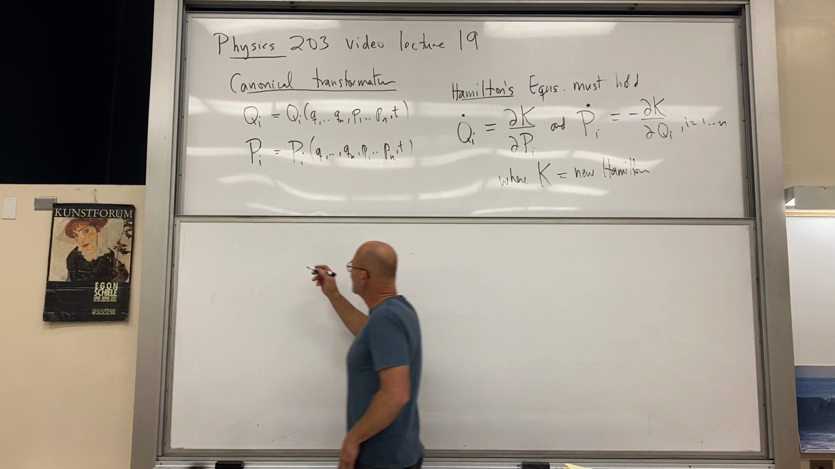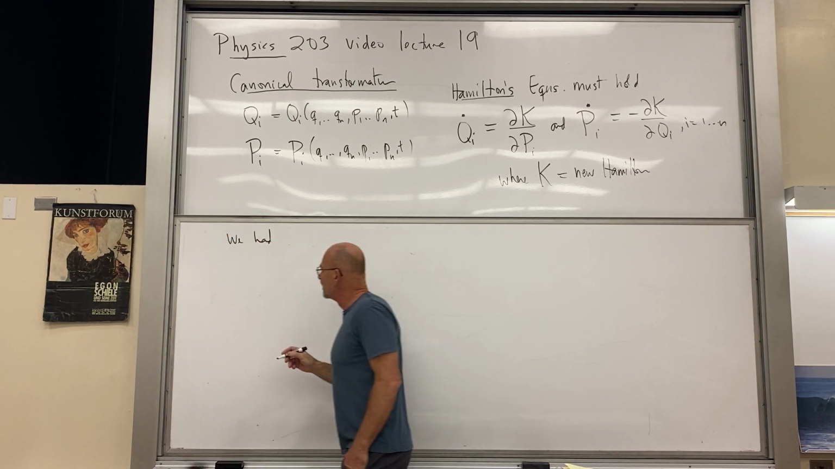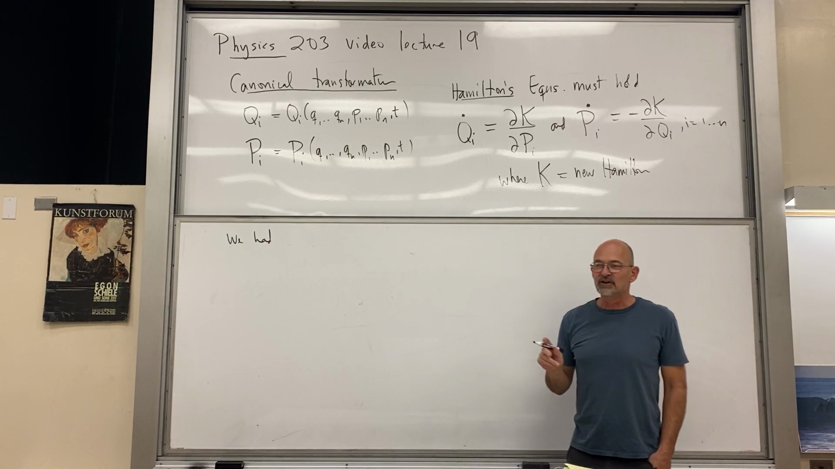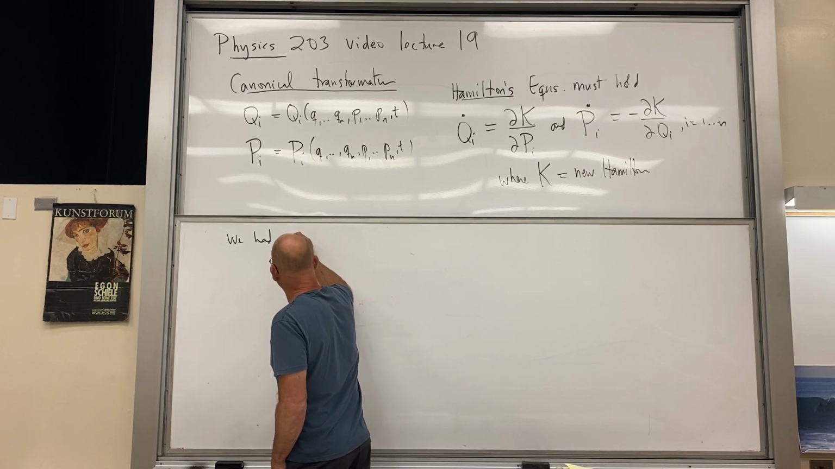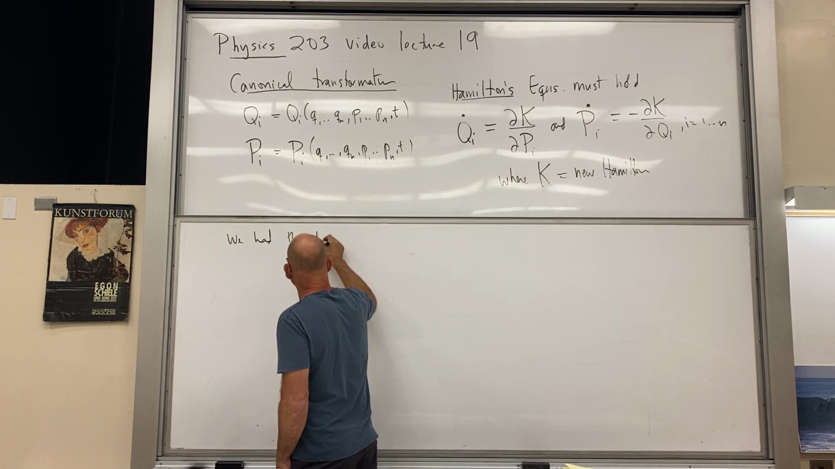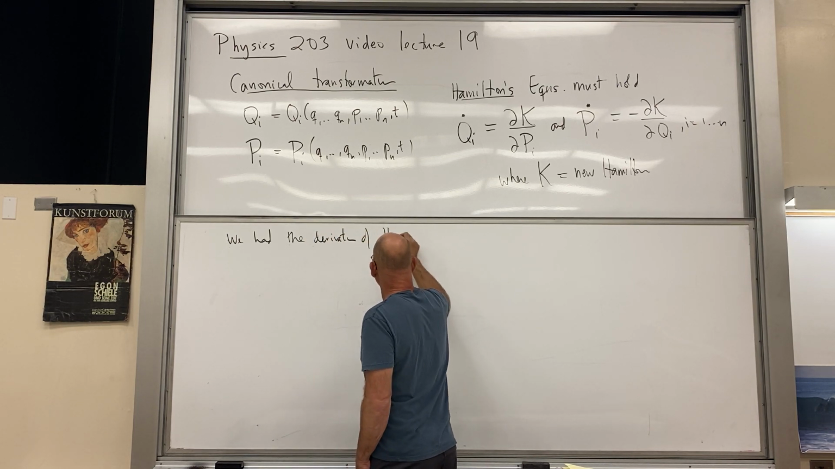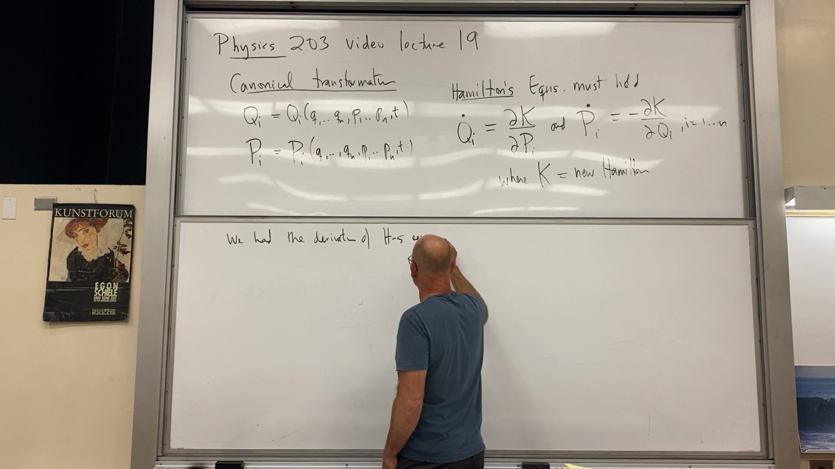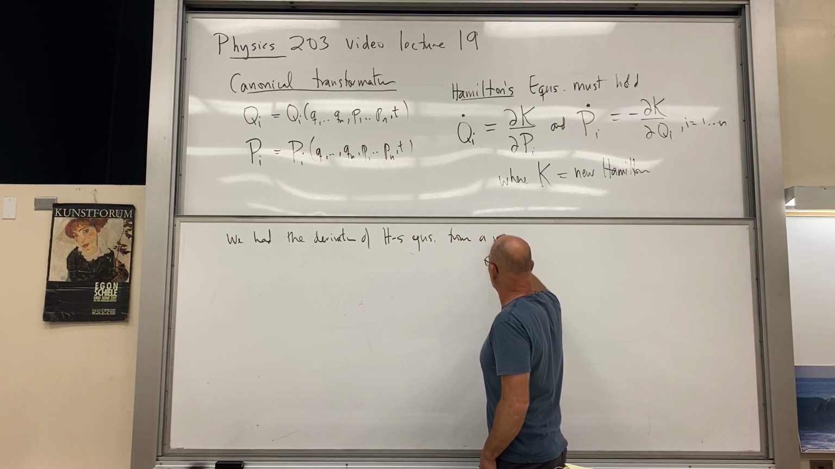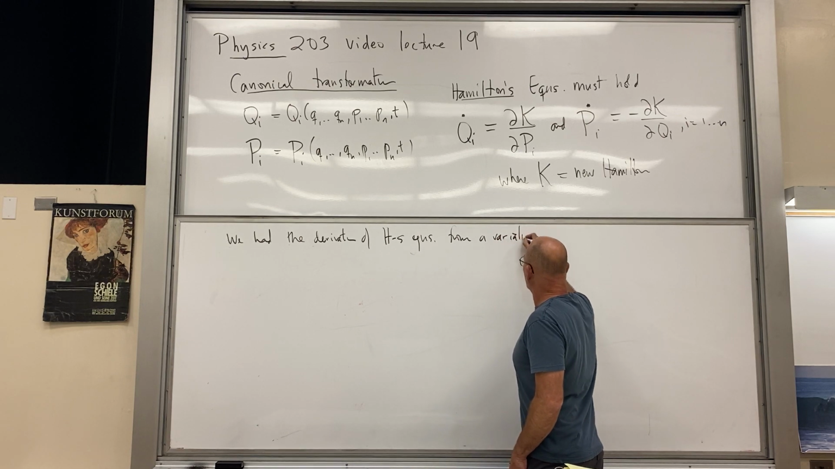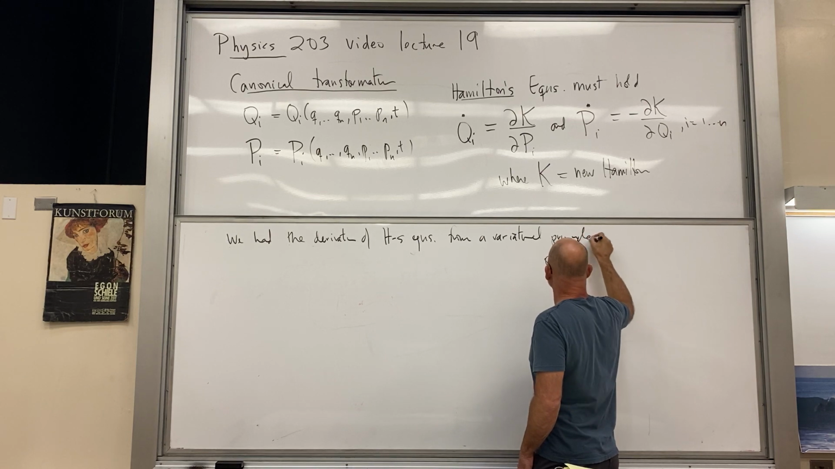And we had seen that we could derive Hamilton's equations from a variational principle. We had the derivation of Hamilton's equations from a variational principle. That's what I did last time. Let's look at what that was.